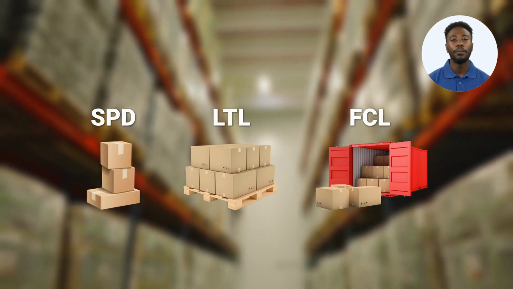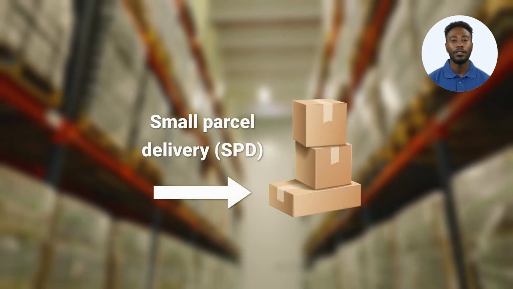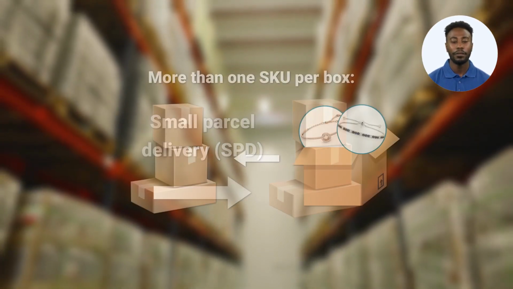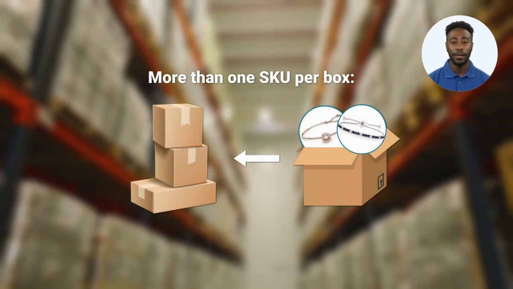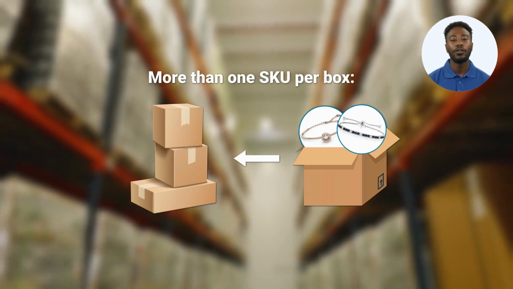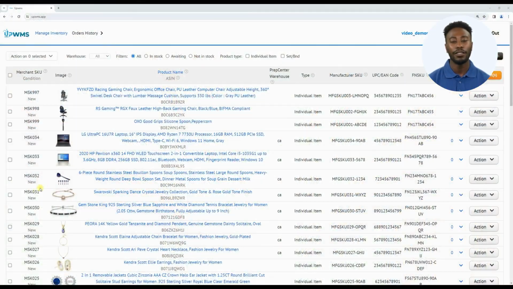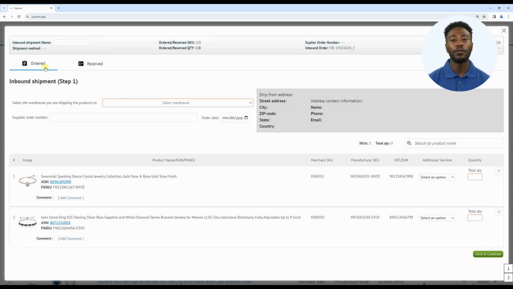There are three main shipping methods, and in this video we will look at Small Parcel Delivery, SPD. We will show you how to create an inbound shipment with more than one SKU per box. First, you have to select the item you want to get into the warehouse. After that, you must select Create Inbound Shipment. You will see a window for filling an order with just a few steps.